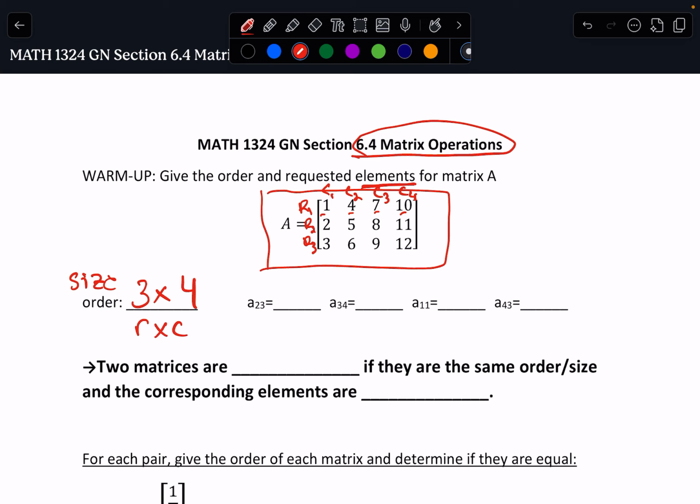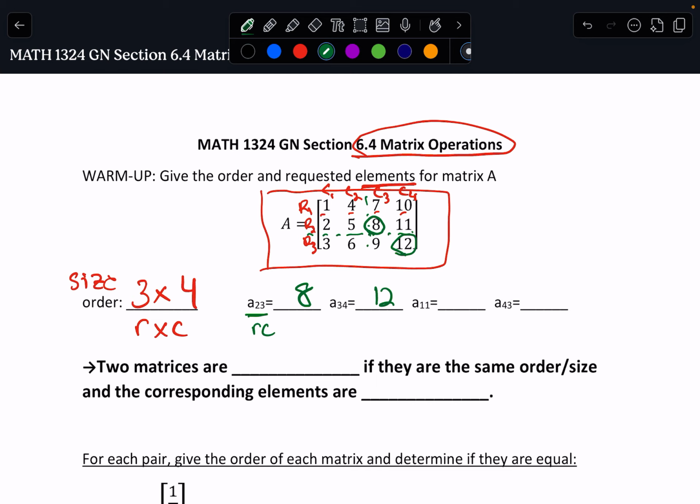Okay, so when we go and look at the elements here, so element A23, again, it's going to be row first and then column. So row 2 is this one right here, and column 3 is this one. So row 2, column 3 element is going to be 8. Now the next element, 3, 4. So row 3 and column 4 is going to be 12.